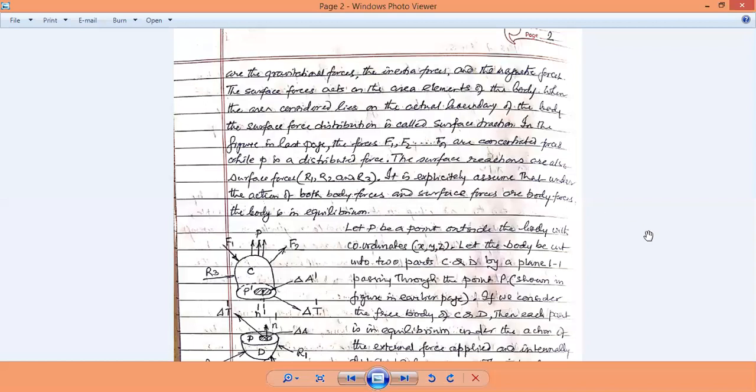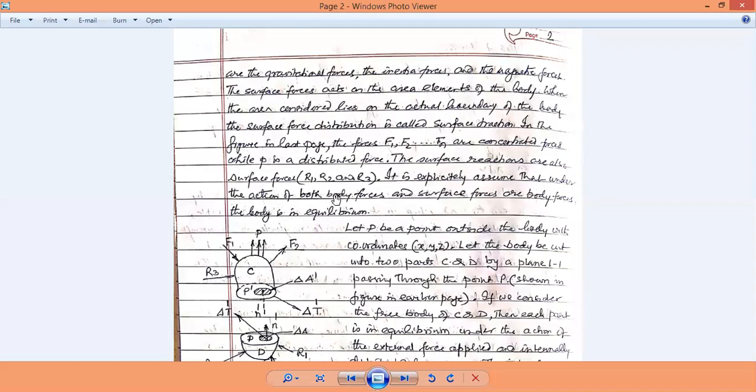Now, let P be a point on the inside of the body, with coordinates x. Let the body itself be cut into two pieces. We consider the figure where the two parts are C and D, and we consider the body to be in perfect equilibrium.